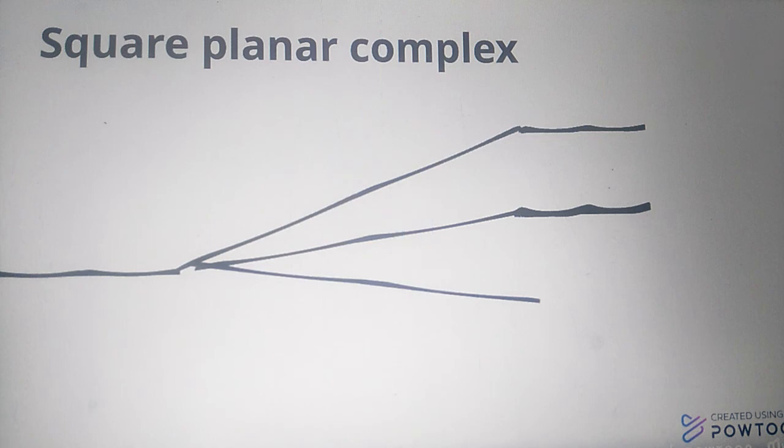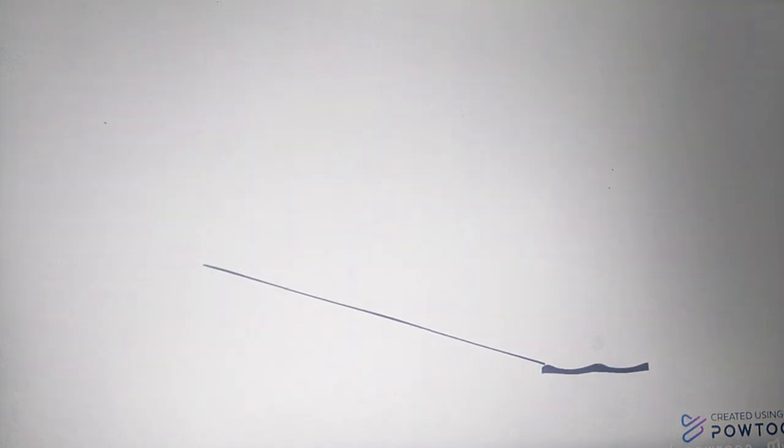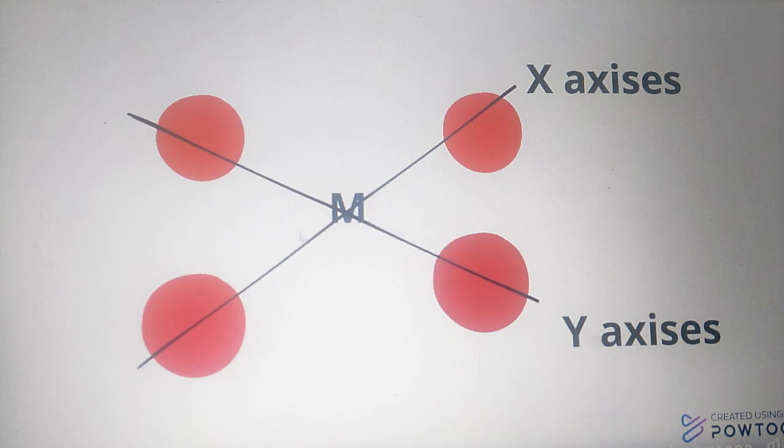In square planar complex, the orbitals of the d subshell split into 4 groups. The energy of dx square minus y square is higher than dxy, then dz square, and then dzx and dyz. Why? Because ligands approach or come along the x-axis and y-axis. This is the x-axis, this is the y-axis, this is the metal ion. The red spheres indicate ligands, and they come toward the metal ion along the x-axis and y-axis.